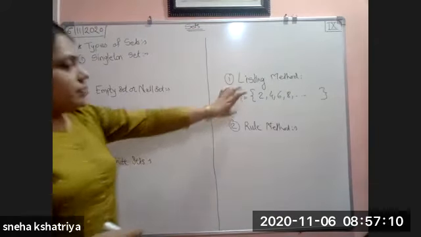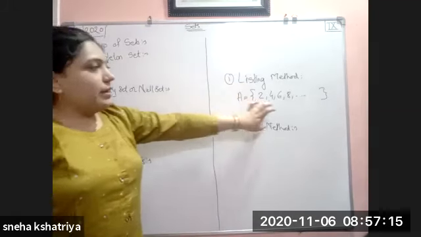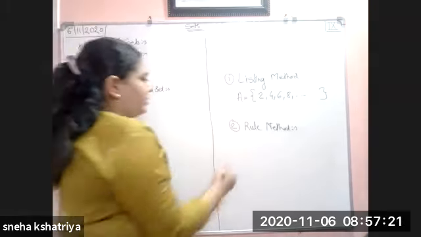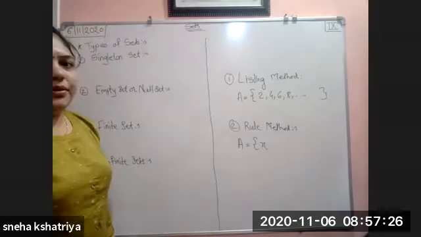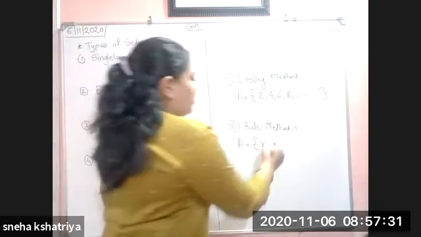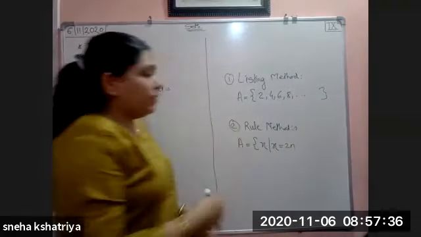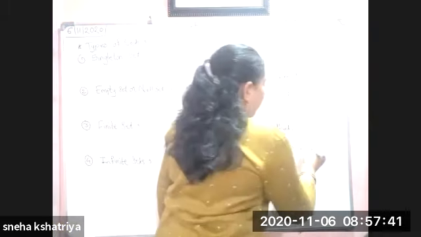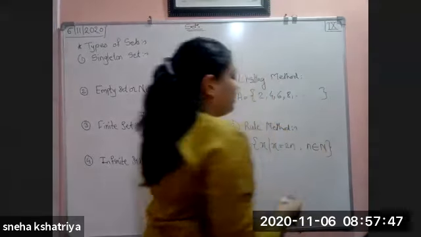The same set of even numbers, if I have to write it in the rule method, then how are you going to write it? It is A is equal to the set of X such that X is equal to 2n. 2n means it is a multiple of 2, that's why 2n. And n belongs to what? Natural numbers.